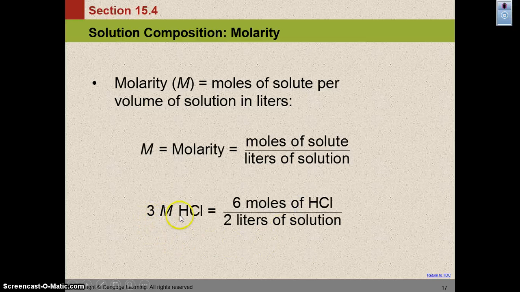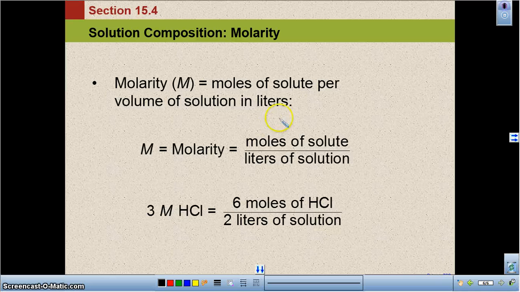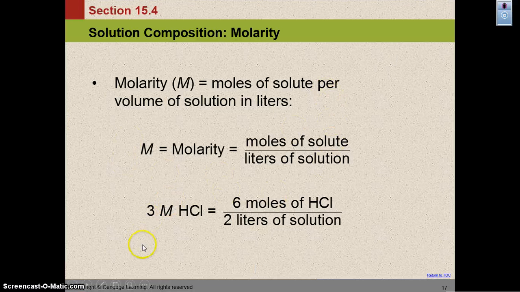For example, to make a 3 molar solution of hydrochloric acid, 6 moles of hydrochloric acid into 2 liters of solution. 6 divided by 2 is 3. This works really similar to the way that the density formula works. So density is mass over volume. Density was, of course, how many grams per liter or milliliter that a substance would weigh. And if we look at this, we're talking about the number of moles per liter or milliliter of solution. Molarity is defining it as liters. So molarity and density have some similarities.